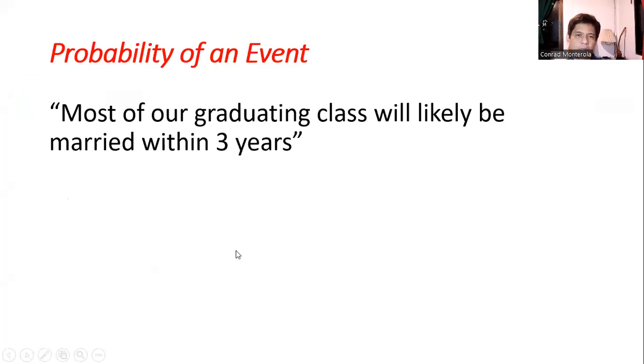So, probability of an event. Deep in our mind, we know whether an event is probable or not. We know if one team, for example, in basketball, is an underdog or the most probable winner of a basketball contest. So I'm reading our book, Walpole, and this statement caught my attention.